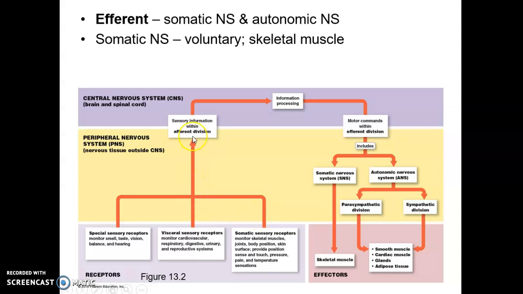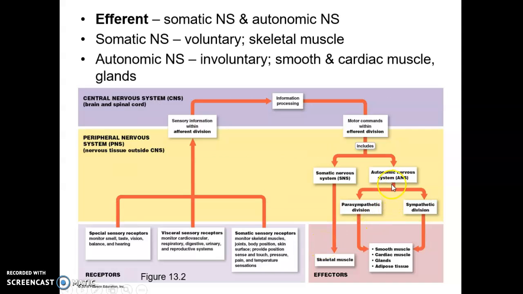Action potential goes in, afferent division, sensory neuron into spinal cord, brain, processing. A mosquito's biting me, I want to kill it. Motor command output, action potential via a motor neuron, via the efferent division, somatic nervous system, and then that innervates the skeletal muscle, conscious control of the skeletal muscle to try to swat the fly.